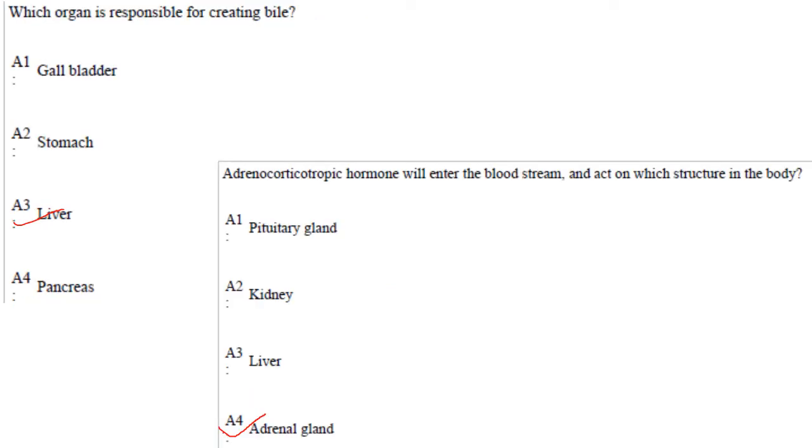Which organ is responsible for creating bile? So bile is produced by the liver and stored in the gallbladder. So the answer here is option 3, that is liver. Then next one. Adrenocorticotropic hormones will enter the bloodstream and act on which structure in the body? So they will act on the adrenal glands, specifically the adrenal cortex. So the answer here is option 4, that is adrenal gland.